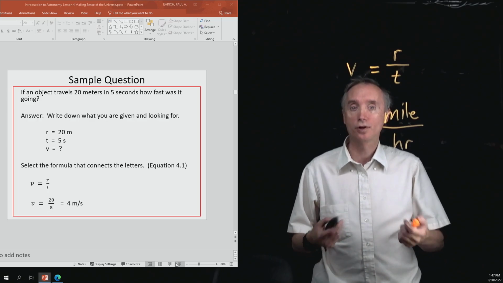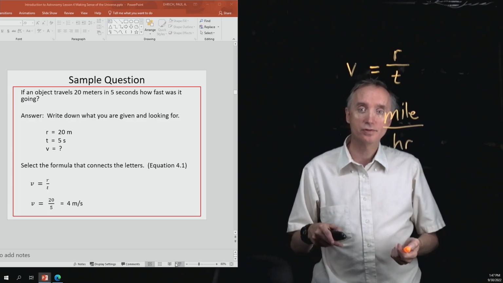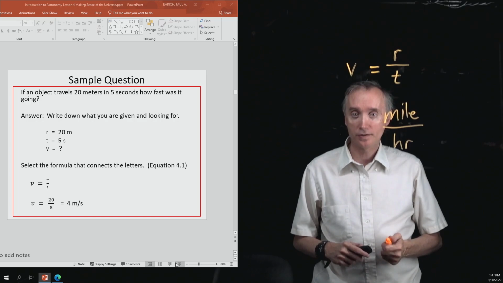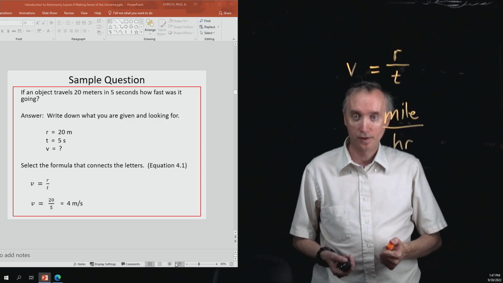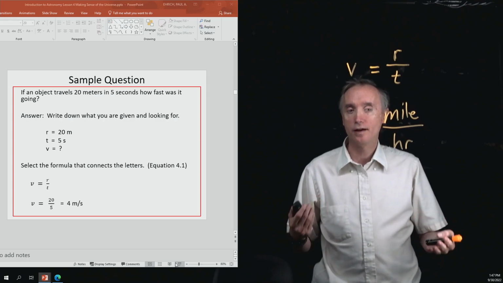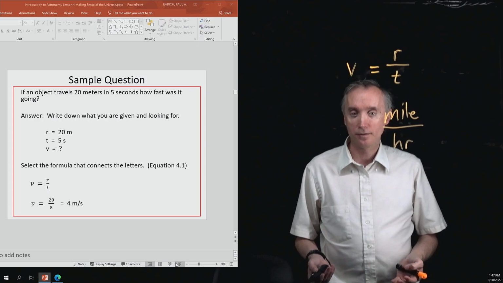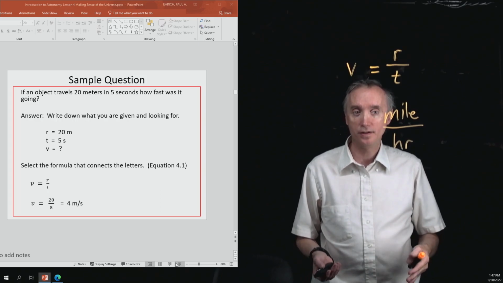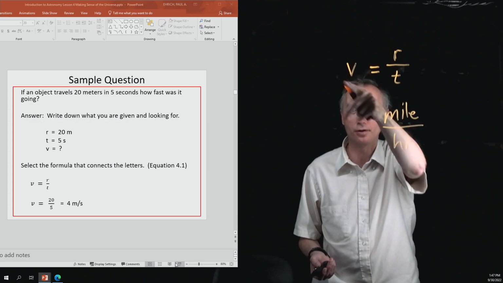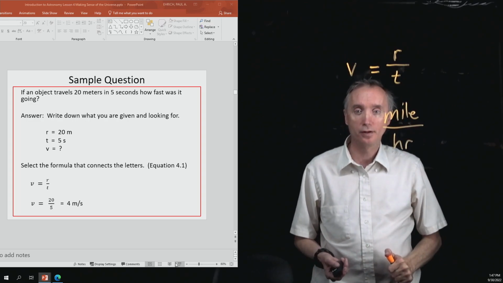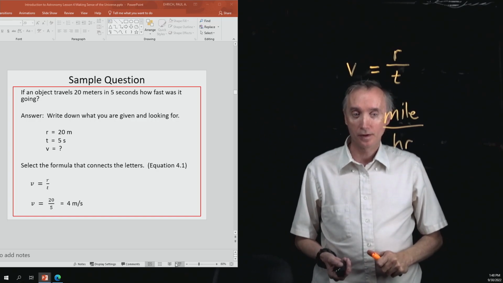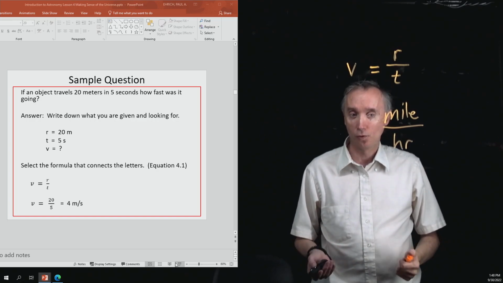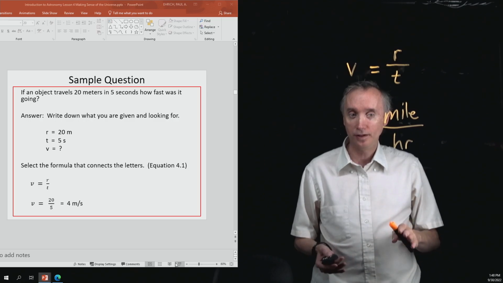And then what am I looking for? How fast was it going? So that's the speed. I'm looking for the speed, and that's the letter V. And I just put a question mark next to it. Then I say to myself, do I have a formula that combines V, R, and T? And here it is, up here. So I write down my formula, I plug in my numbers, I get out my calculator, and so 20 divided by 5 is 4, but don't leave it like that.